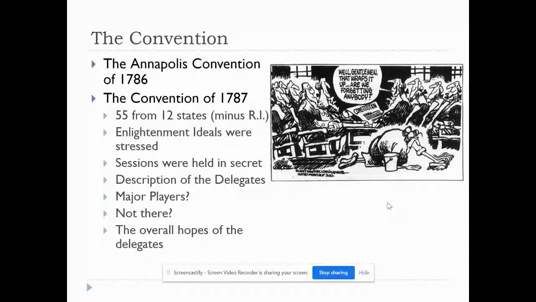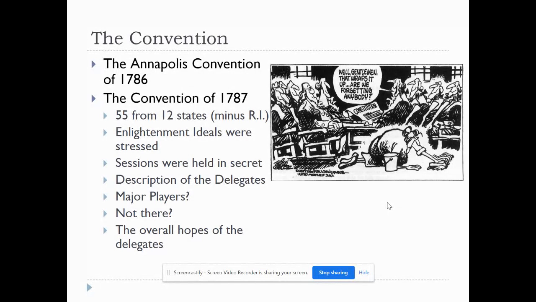By calling the Annapolis Convention, which doesn't really solve anything in 1786, it lays the groundwork that you could at least question whether or not the Confederation was working. Were the Articles of Confederation a document and a government that was working? When Shays' Rebellion happens, it becomes fairly obvious that it's not. The Convention of 1787 forms with 55 delegates from 12 states.